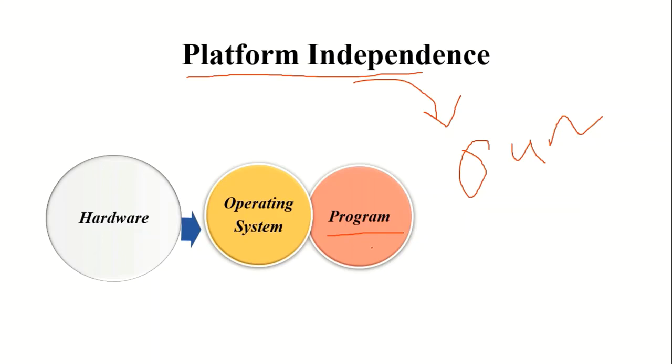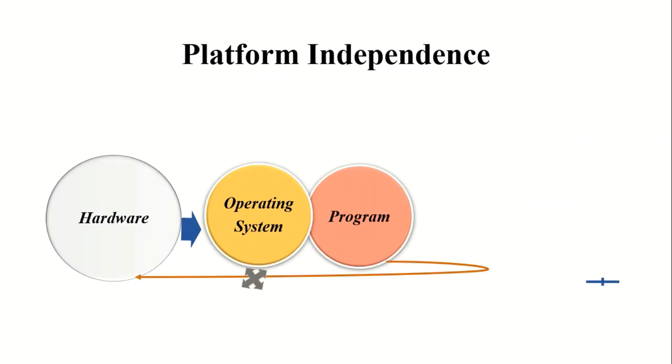Programs generally run over an operating system. The OS takes care of the hardware. However, a program never uses hardware directly. A program never communicates with hardware directly. They always communicate with the OS, and the OS communicates with hardware via some system calls.